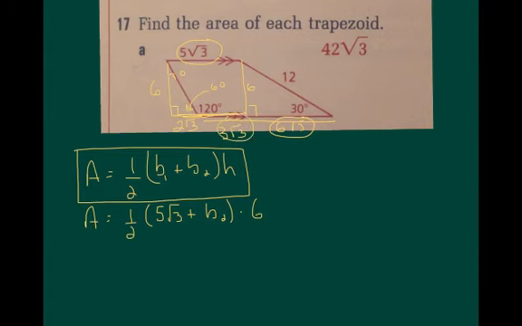Okay, so my final area is going to be 1/2 times 5√3 plus 9√3, times 6, which equals 42√3.